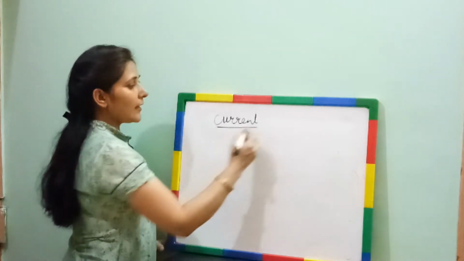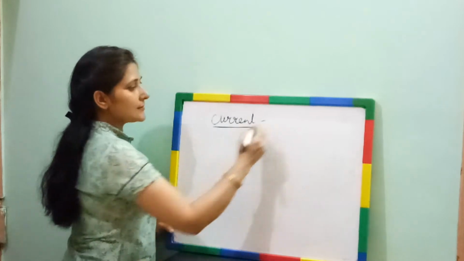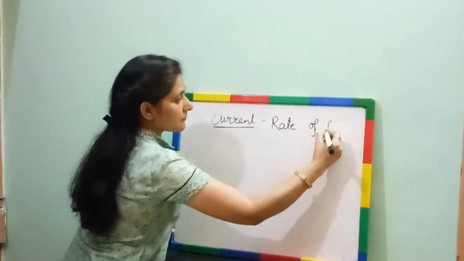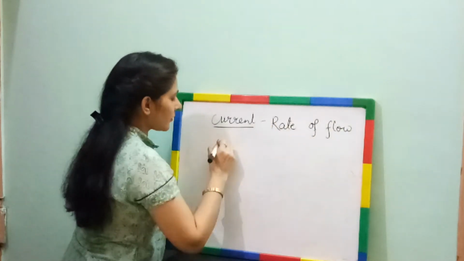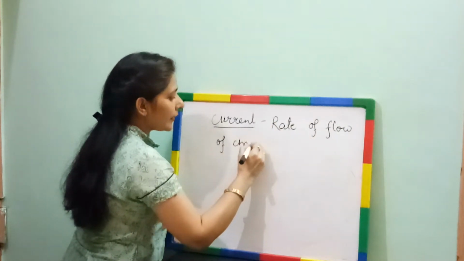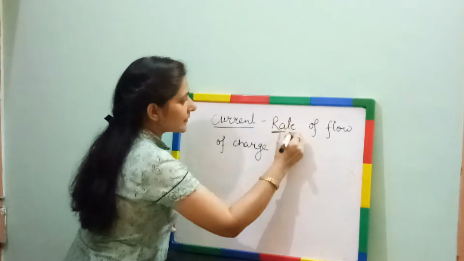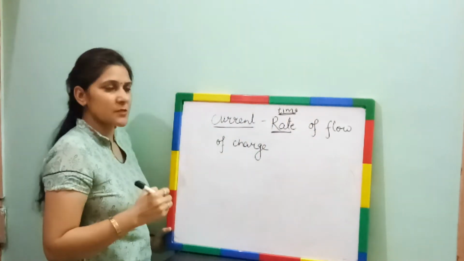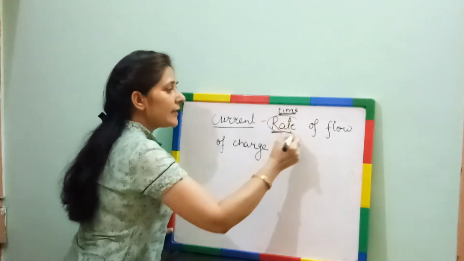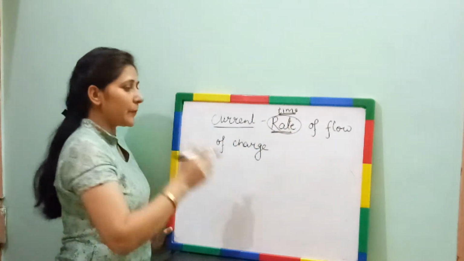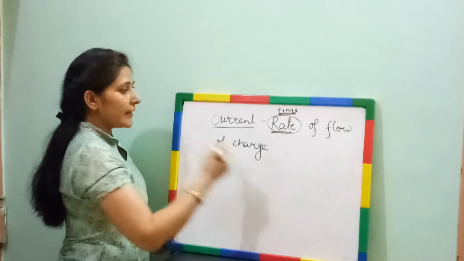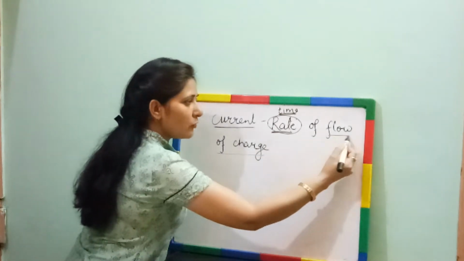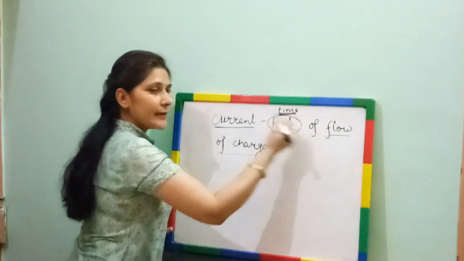Right? Current, I believe you are able to define, that is rate of flow of charge. I keep on telling you again and again, this word rate is related to time. जहाँ भी हम physics में, chemistry में कहीं भी लिखते हैं rate, इसका मतलब हम एक particular time period पर उस process की बात करते हैं. In this I am talking about rate of flow of charge, means we are talking about flow of charge in a particular time period.